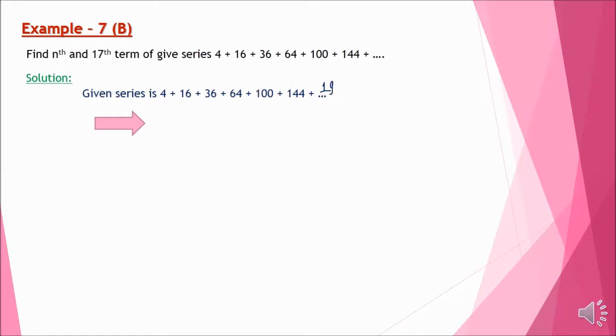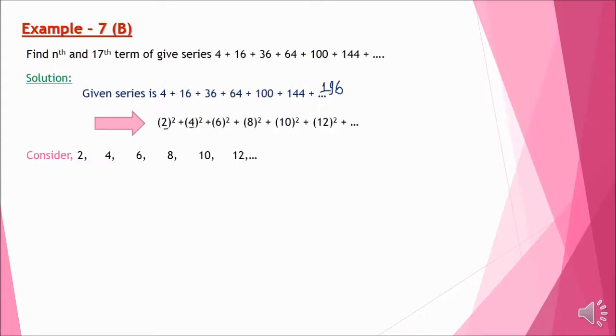Now they are all the squares of even numbers, isn't it? Starting from the even number 2: 2 square, 4 square, 6 square, 8 square, and 12 square. Now consider those values inside the bracket, not the square. We just leave the square, only the 2 will be taken.